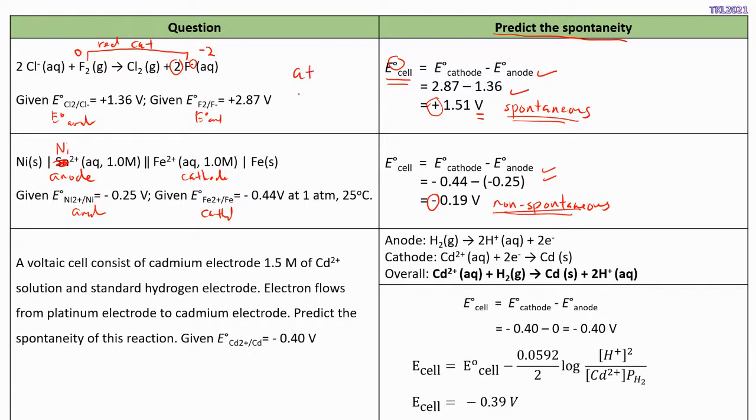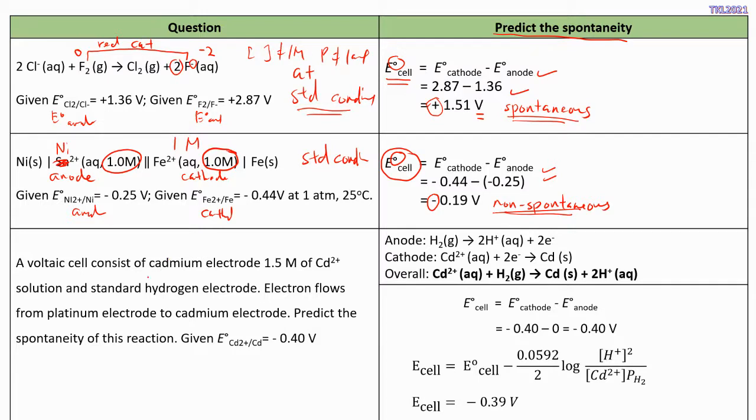This happens at standard condition. Why do I say that it is at standard condition? Because it didn't mention anything about the concentration, or different concentration. So we can assume that it is at standard condition. Same goes for the cell notation. Why do I say that the cell notation also represents standard condition? Because the concentration given is at standard condition, that is 1 molar. So I can use standard cell potential.